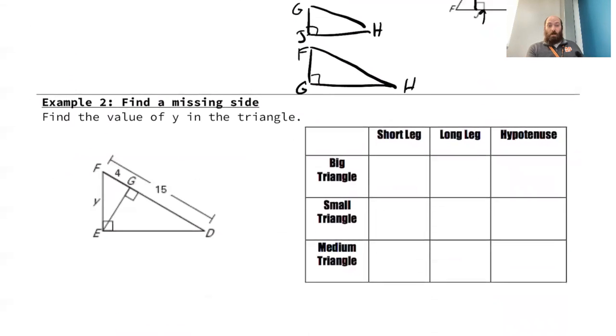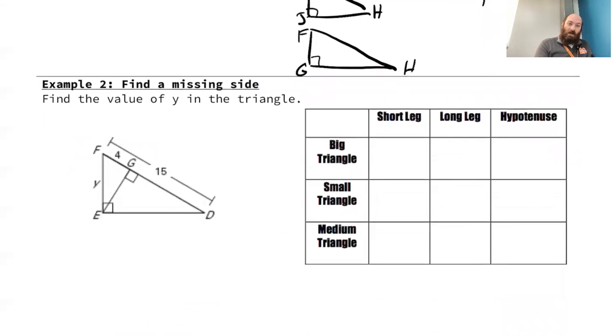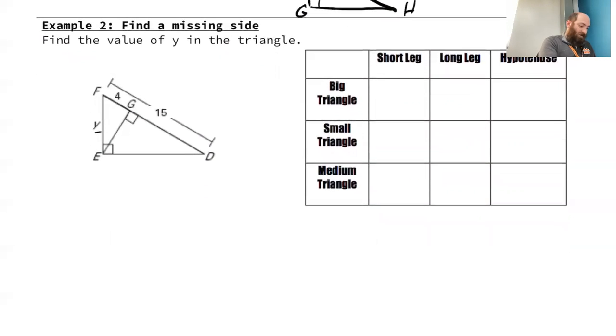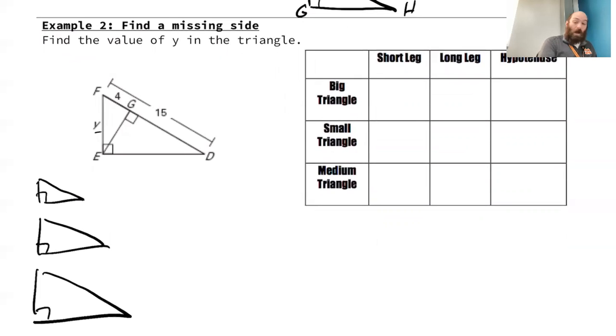In our example right here, we're going to find the missing value of Y right there. I really like this chart. I think it's very useful and makes things easier for setting it up for finding our missing pieces here. I could, if I really wanted to, do like I did in the previous example. I could draw small, medium, and a large triangle and try to set everything up. Okay, I'll just do it for the fun of it.